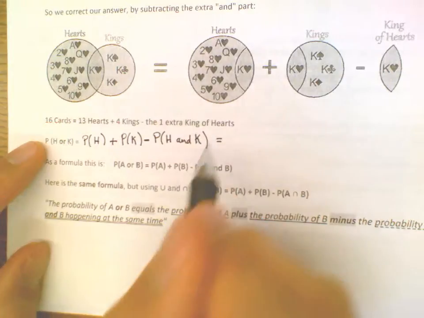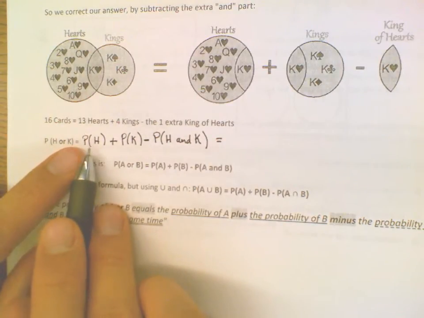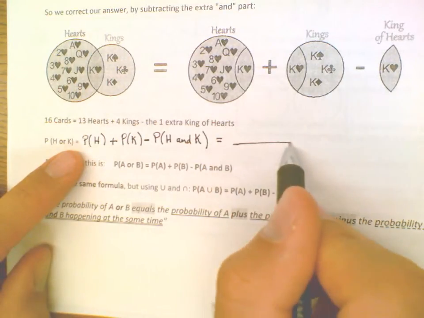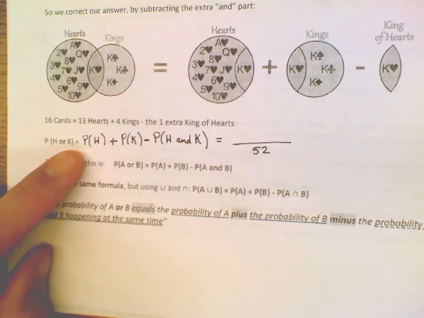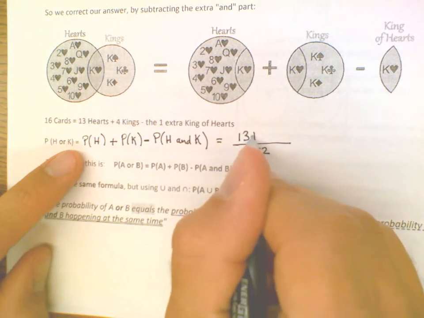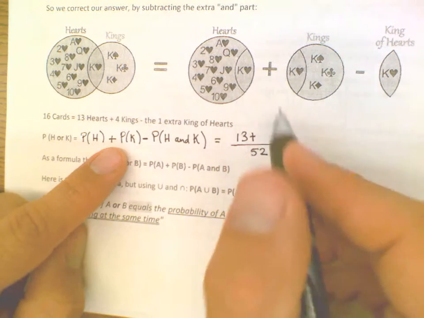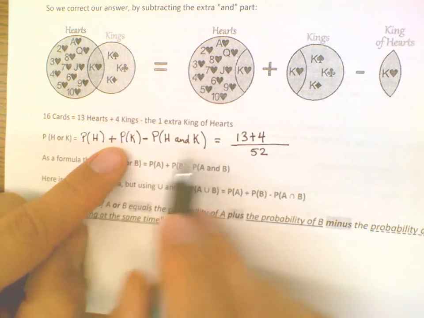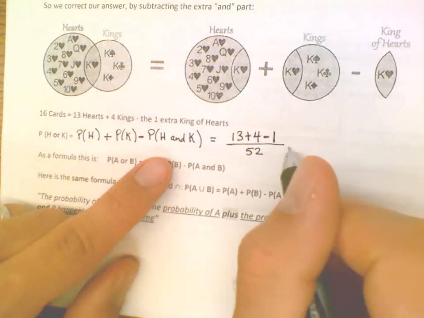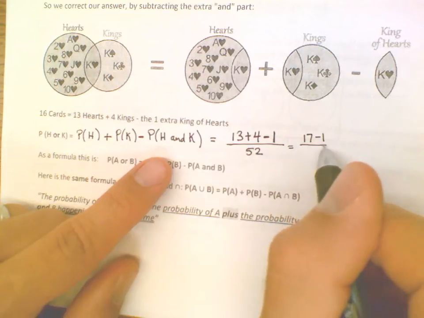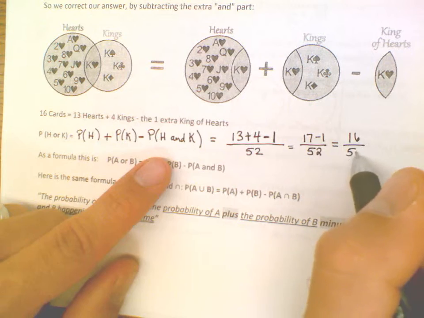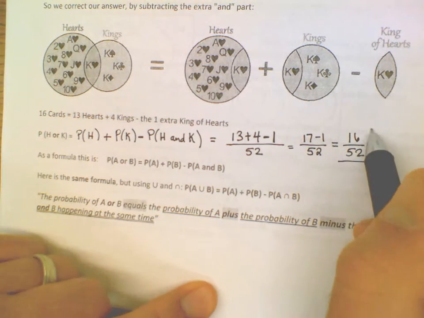So let's look at that. The probability that it's a heart is 13 out of 52. Actually, all of them are out of 52, so I'm going to write them with one denominator. So probability of it being a heart is 13. Probability of it being a king is 4 out of 52. And there's only one king that is a heart, so you're going to have to subtract that one out. 13 and 4 makes 17. And 17 minus 1 makes 16 out of 52. And I'm not going to reduce the fraction just to make it easier on us.